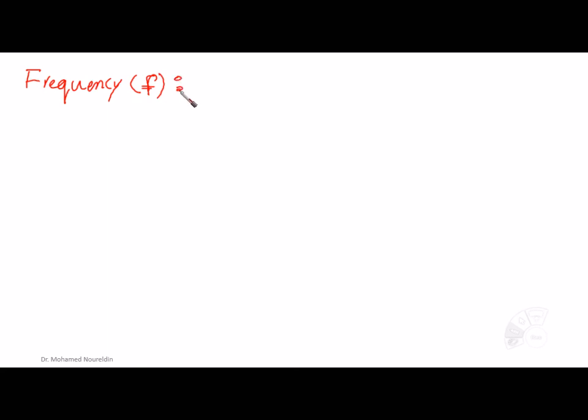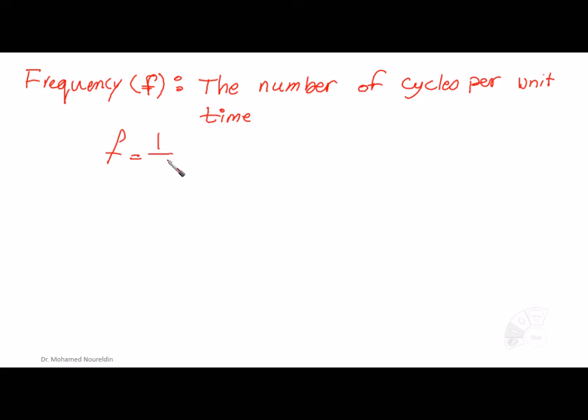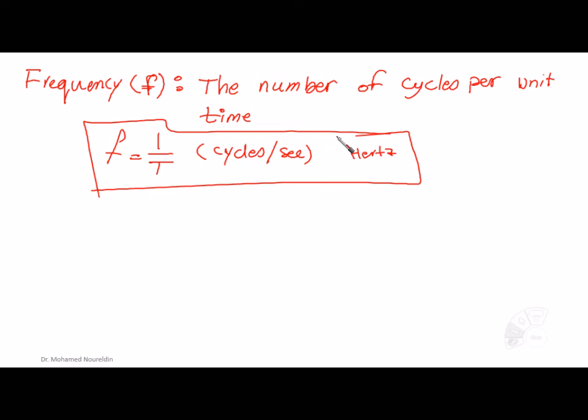And this frequency is going to be the number of cycles per unit time. So we can put it like this: F equals 1 over T, which is cycles per second, and this is what we call Hertz. So this is the main equation that is describing our frequency, whose definition is the number of cycles per unit time.